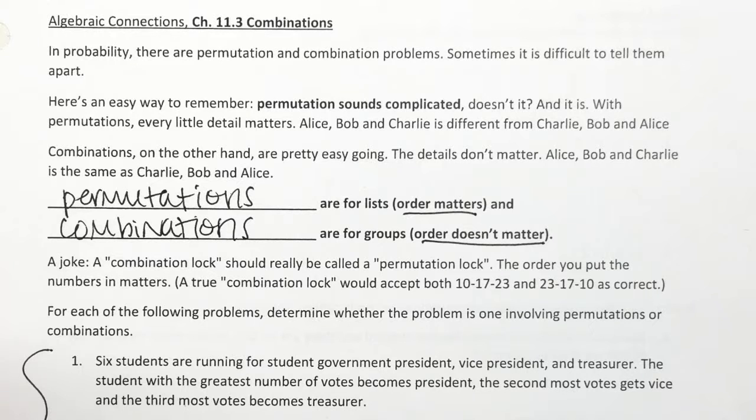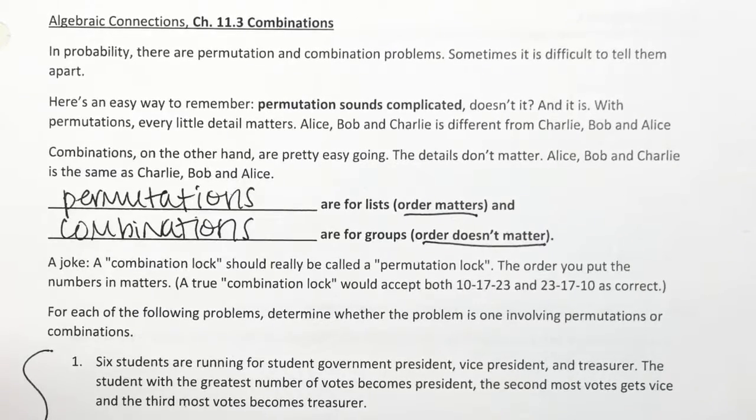And I put a joke in there. It's not very funny to y'all, I don't guess, but it'll help you remember the difference. A combination lock should really be called a permutation lock because the order you put it in matters. Think about a locker combination. If your locker combination was 10, 17, 23, and you put 23, 17, 10, would it work? No, because order matters, right? That's true. That's a math joke. It wasn't really funny to y'all.